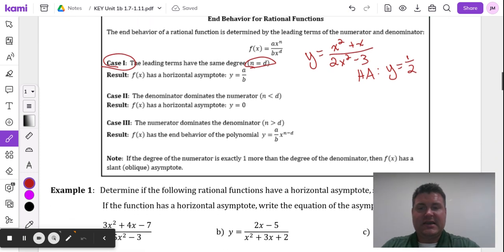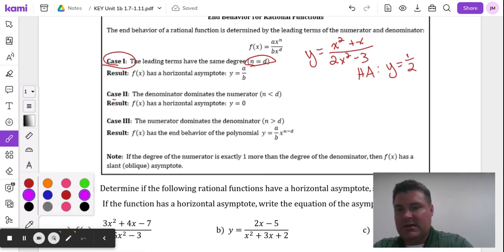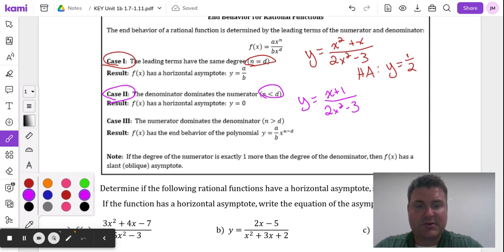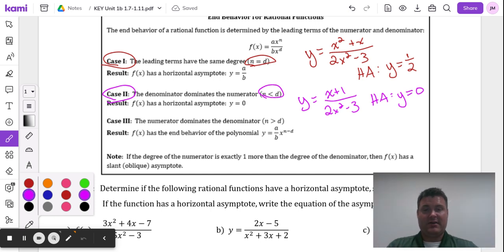The next case, case 2, is when our numerator has a smaller power than the denominator. An example here is y equals x plus 1 over 2x squared minus 3. In this case, the denominator has a higher power, and our horizontal asymptote is going to be y equals 0. The reason for that is because the bottom is growing really, really fast compared to the top. Since they have a faster growth at the bottom, we're going to have a horizontal asymptote of y equals 0.